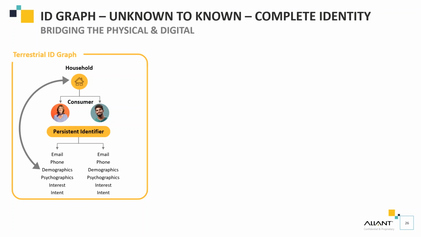As we look at the slide, starting on the left, we see a depiction of a terrestrial identity graph. This type of identification we are all familiar with. Starting at the bottom, the email, the phone number, demographics, that's information you've collected. You apply a persistent identifier, it's linked to the consumer, and it goes up to the household. This is much more of a deterministic matching.